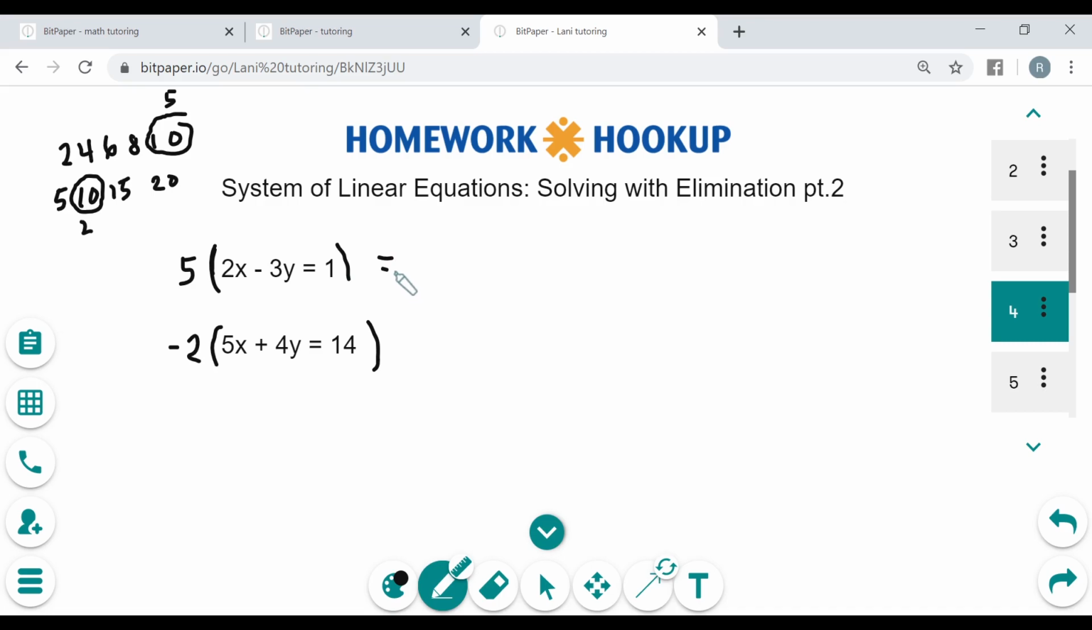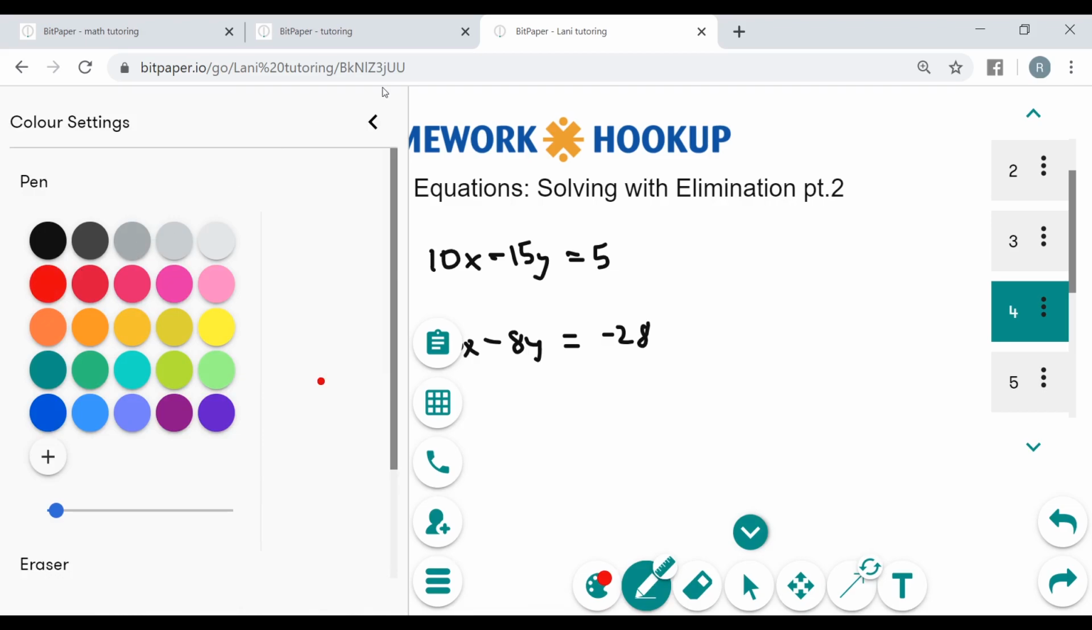So when we distribute that 5, what we're going to get is 10x minus 15y equals 5. And when we distribute this negative 2, we're going to get a negative 10x minus 8y equals negative 28. Cool. Awesome. So now we have our two new equations. As you can see, they will be a lot easier to work with now.